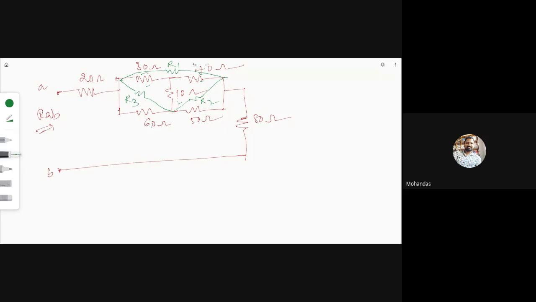Now let us calculate R1 resistance. R1 resistance calculate చేస్తున్నాం చూడండి. R1 equal to adjacent resistance are 30 and 40. But actually in the examination you have to write the formulas. Formulas could write better. 30 plus 40, 30 into 40 by what is the opposite resistance? 10.